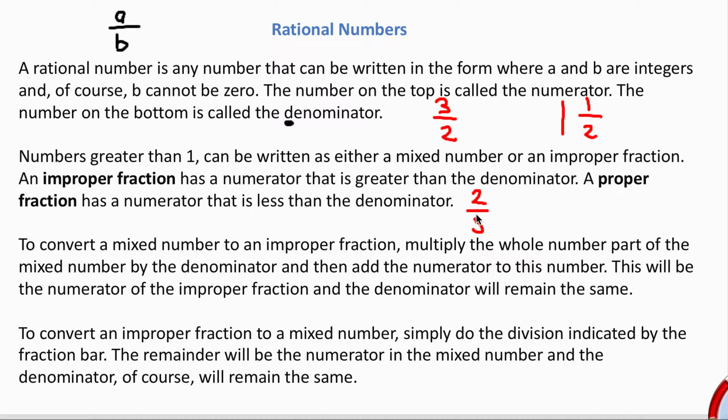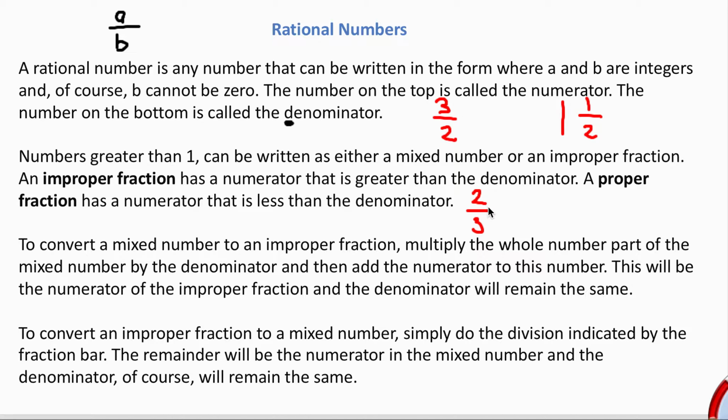You cannot change this to a mixed number because a mixed number has a whole number part and a fraction part. That's why they call it mixed. Right? So proper fractions can only be written as proper fractions because it's smaller than 1. It can never be written as a whole number plus a little bit more.